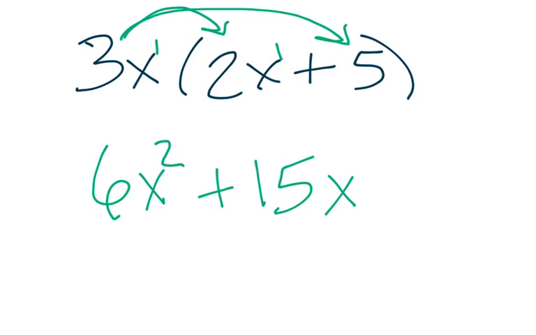6x squared and 15x cannot be combined because they're not like terms. One is x squared, the other is simply x.